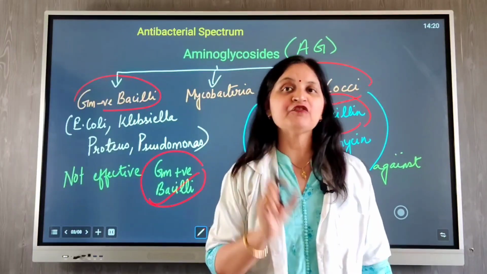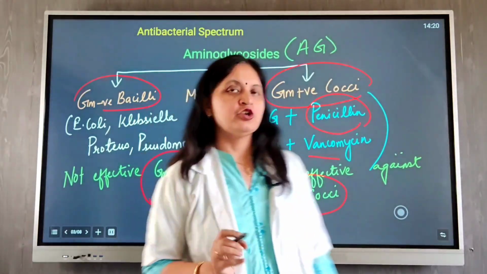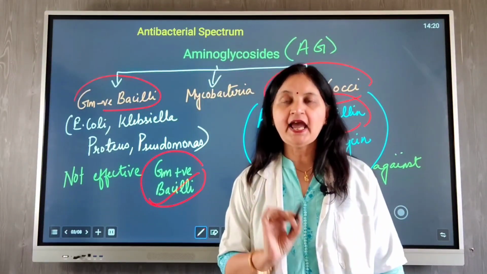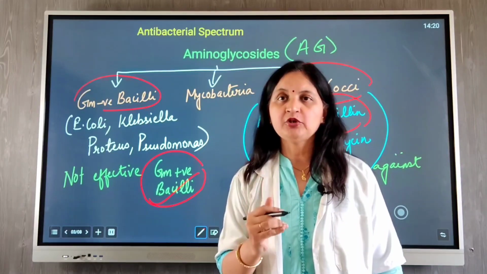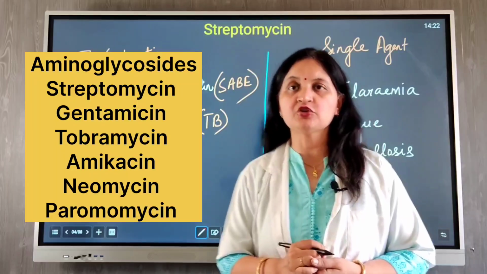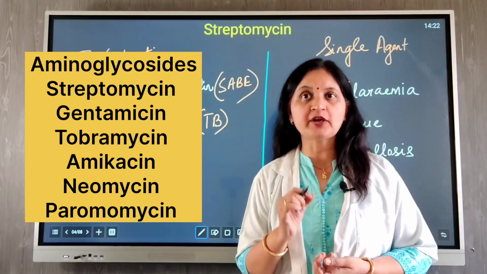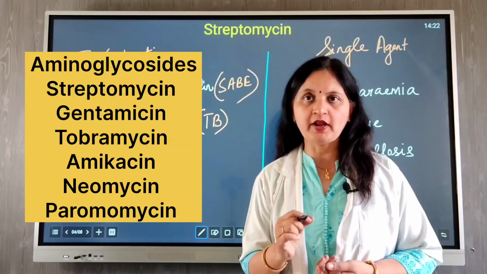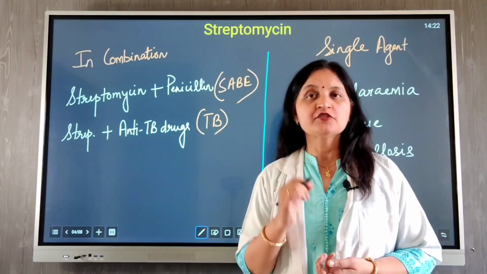However, gram-negative cocci is not affected by aminoglycosides. So, gram-positive bacilli and gram-negative cocci are not affected by aminoglycosides. Now coming to the individual drugs and the therapeutic uses. The drugs that are included under aminoglycoside category are streptomycin, gentamicin, tobramycin, amikacin, neomycin and paromomycin.